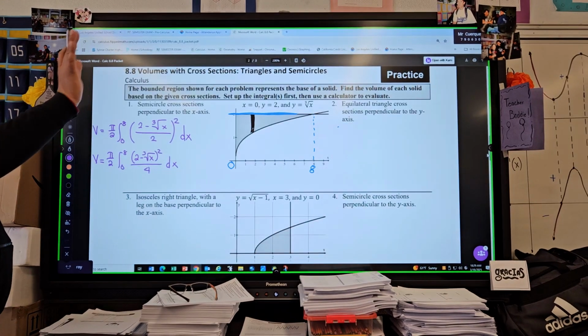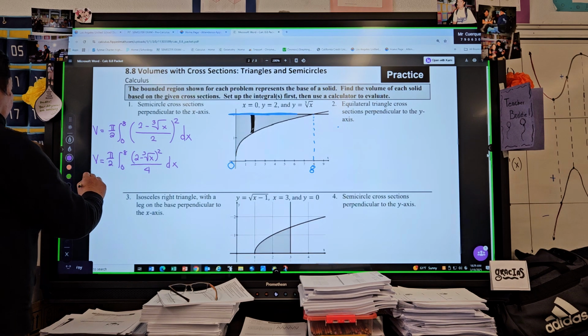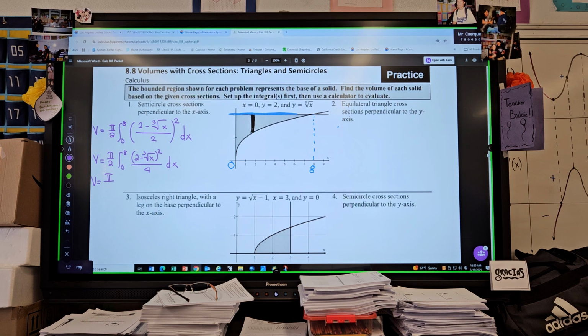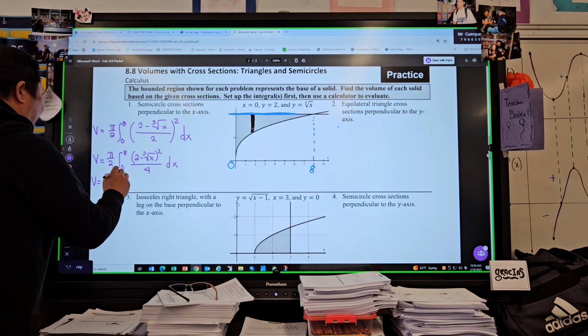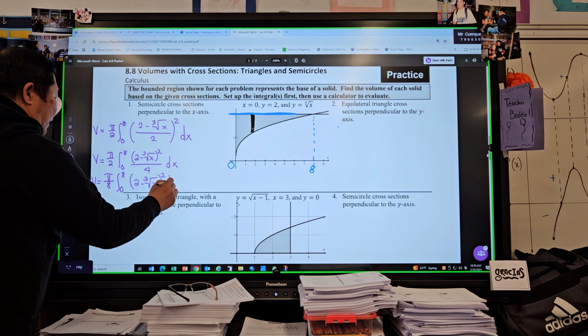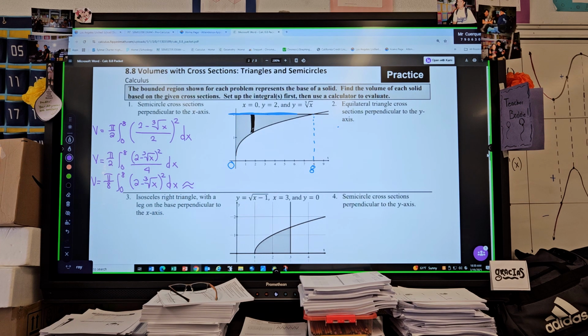So we're going to set up first. So what's our final setup now? The volume is equal to pi over what? Pi over 8, very good. So pi over 8, the integral from 0 to 8, of 2 minus the cube root of x, squared, dx. But you could have set it up a different way. And then after setting up, what to do?